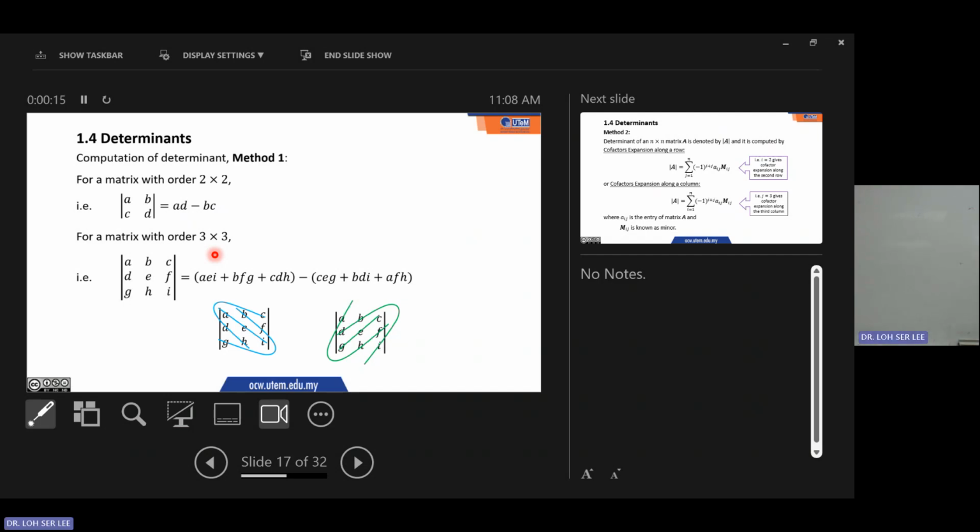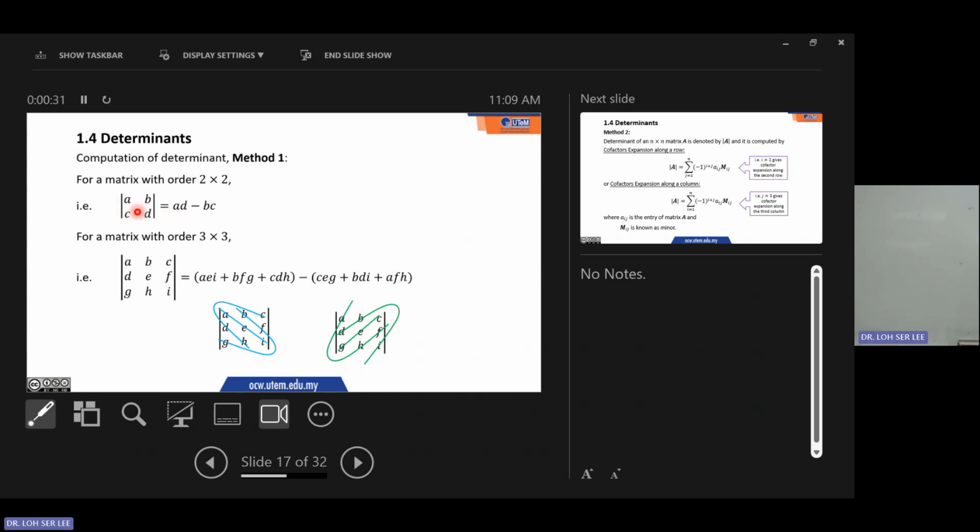So today we will continue with the determinants. I think all of you know what a determinant is, and you know how to find the determinant of a 2 by 2 matrix, right? AD minus BC. That's fine.